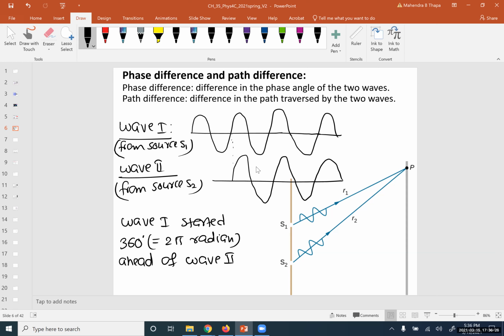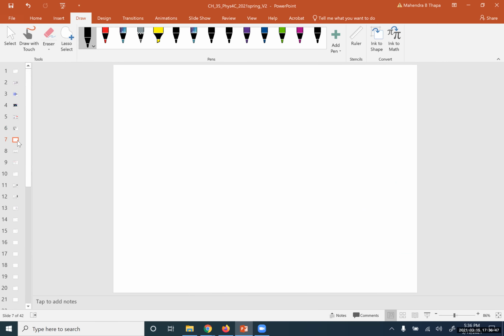Okay, just for example, I'm considering this case here. Once the wave completed one cycle, then the second wave started. So we can say that in terms of angle, there is a phase difference between these two waves, a phase difference of 2 pi.